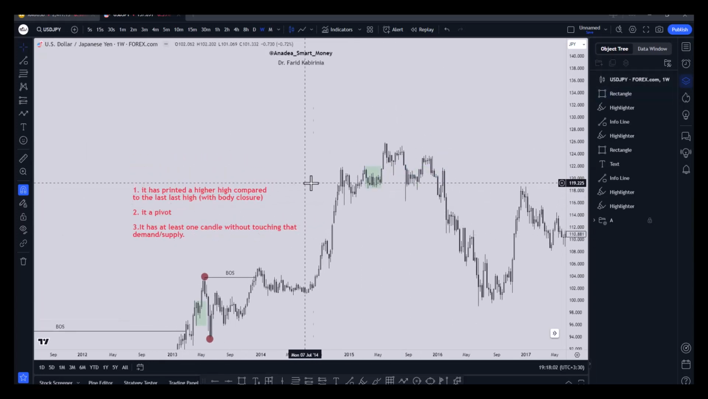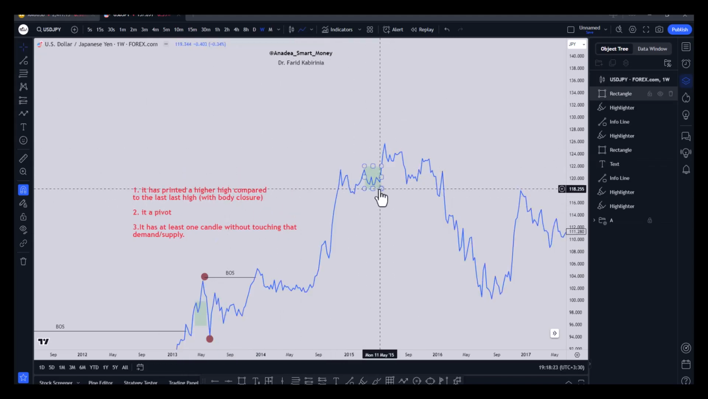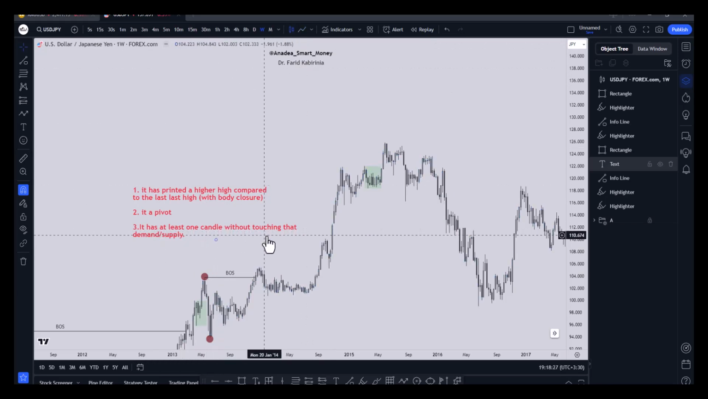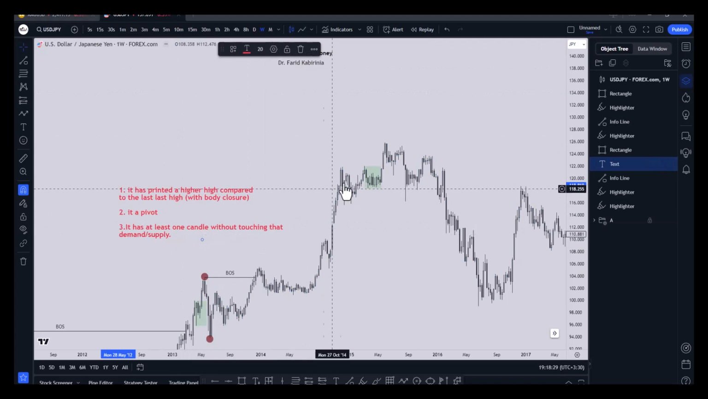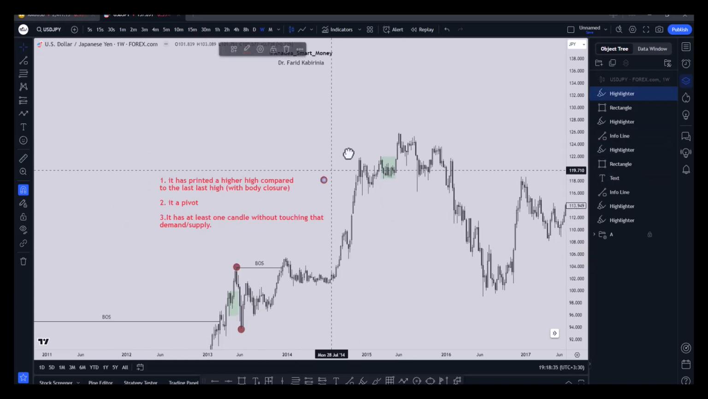Has it printed a higher high compared to the last high point? Let's see. Yes, with the body closure, it has happened. It has closed above this previous high with the body of a candle. So the first one is checked. Is it a pivot? Yes, it has multiple pivots. See over here. Does it have at least one candle not touching that demand or supply? It has several candles not touching this demand or supply. So our swing high is determined.